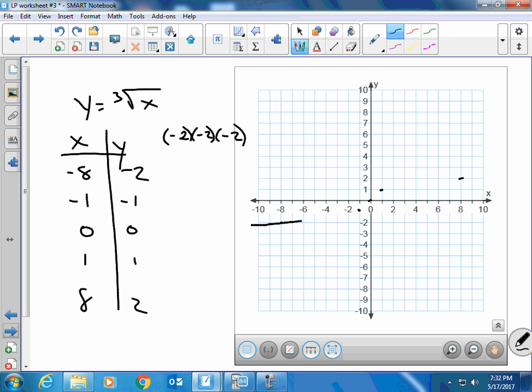And it comes from here, passes through these points, and goes like that. And it doesn't have a little bump in there. It's a smooth curve. Okay? There is a graph of a cube root.